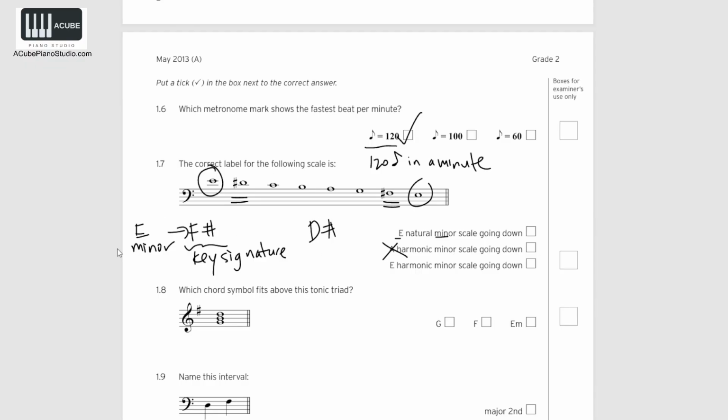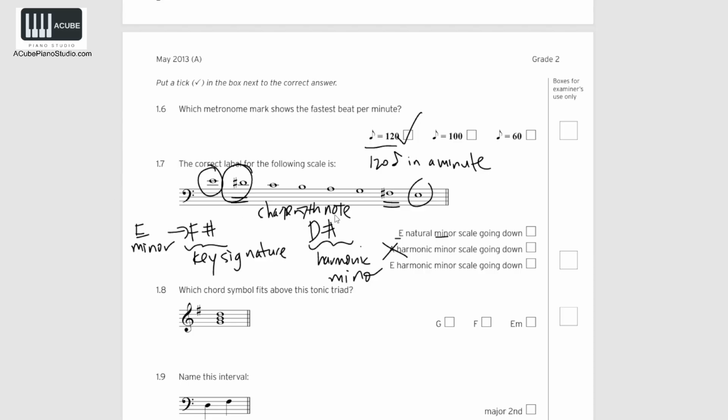So in other words, E minor, the harmonic minor, you will play both F sharp as well as D sharp, because the 7th note is D. You need to sharpen the 7th note.